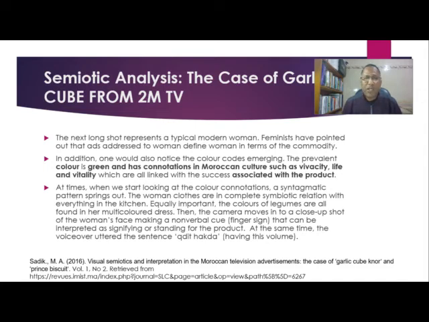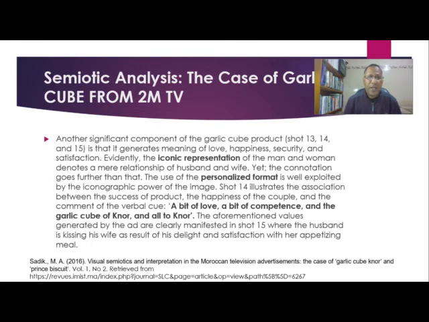But at times, when we start looking at the color connotation, a syntagmatic pattern springs out. The woman's clothes are in complete symbiotic relation with her husband, with the kitchen, with the tasty dish, and everything. This is called syntagms. It means the whole visual structure of the ad. Now we move to another dimension.